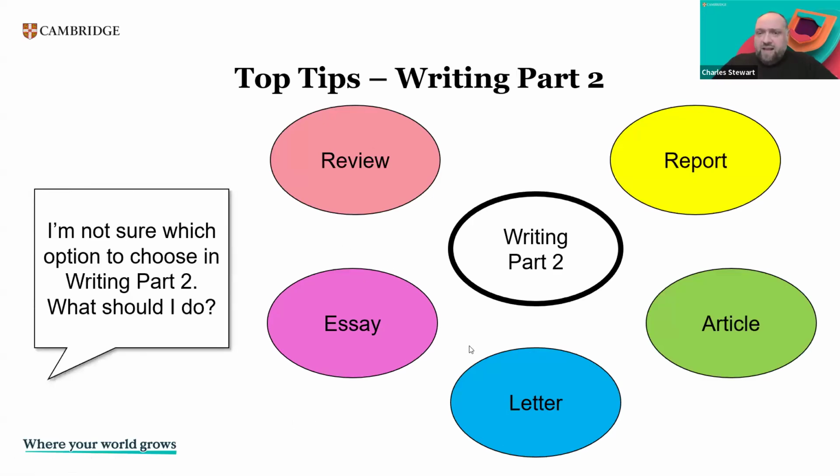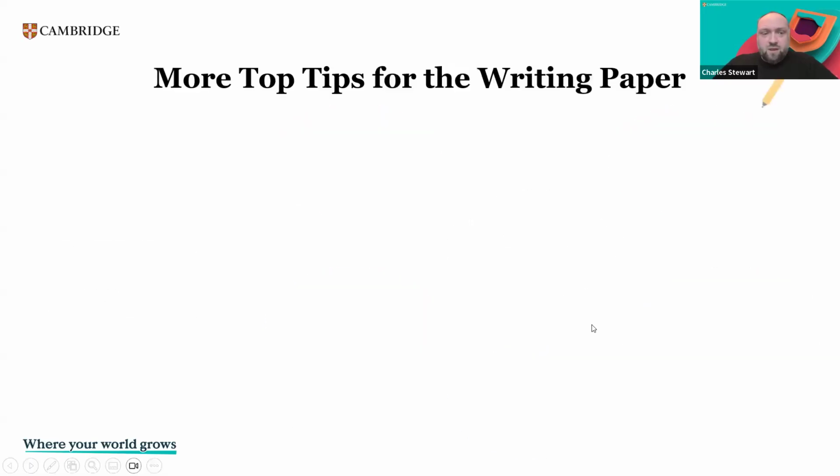Keep in mind for writing part two that there are different types of writings. Therefore, do not only focus on a review because it may not be one of the three choices. If you don't know which one to choose, choose the one that you're the most comfortable with. That is the biggest bit of advice that I gave my own learners in the past, preparing for the C2 Proficiency writing.